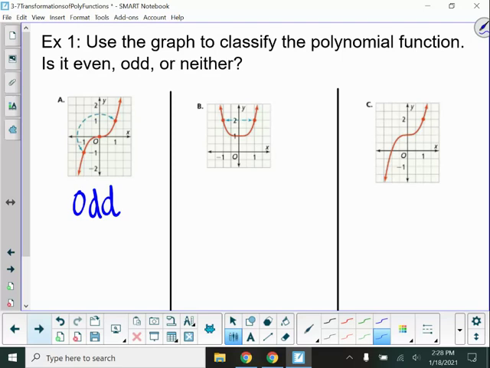Part B. Notice if I were to split it on the y-axis and flip it over, it's going to look the same. So that graph is an even polynomial. It is even. Part C does not pass through the origin. If I were to rotate it, I'm not going to get the same thing that I had. And if we fold it over the y-axis, it also doesn't look the same. So that graph is going to be a neither.